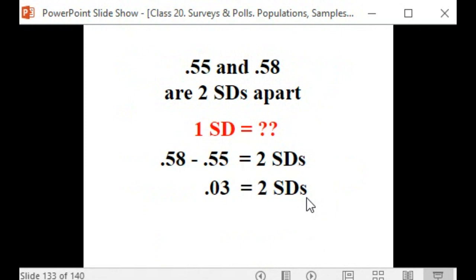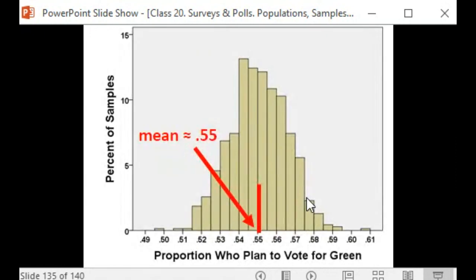2 standard deviations are equal to 0.03, so 1 standard deviation is equal to half that, 0.015, which I kind of tipped you off to at the beginning. But now you know how I arrived at that number. So now we know the standard deviation is 0.015. Let's go back to the histogram for a second, just so I can show you.